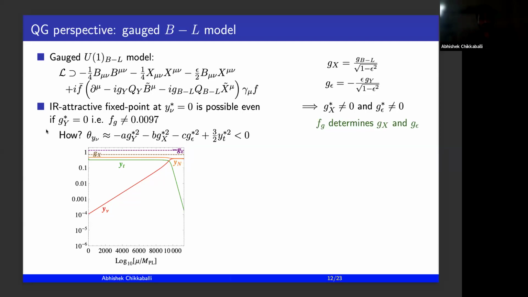So here, it is still possible to have this mechanism working because we can still have this IR attractive fixed point at 0 for the Yukawa coupling, even if the fixed point of GY is 0. This can be seen by computing the critical exponent of this Yukawa coupling, which has, in essence, a form like this. As you can see, even if the fixed point of GY is 0, it's still possible to have a negative value for this critical exponent if the fixed point of these new gauge couplings is non-zero. And we also find the fixed point of these new gauge couplings.